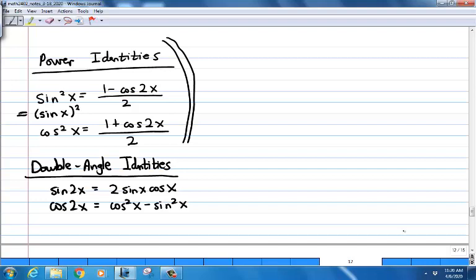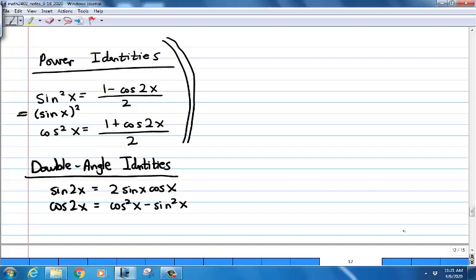Let me show you two other identities that might be helpful to you as well. These are called double angle identities. So if you have sine of 2x, you can simplify that easily as just 2 sine x cosine x. So sine of 2x is the same as 2 times the sine of x times the cosine of x. And cosine of 2x is cosine squared of x minus sine squared of x.